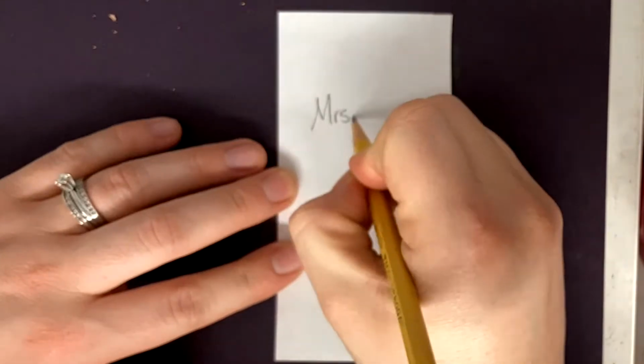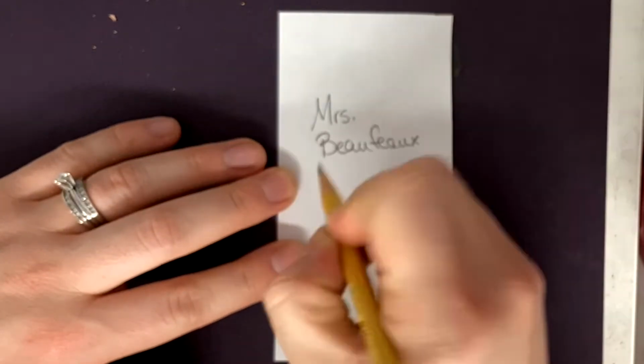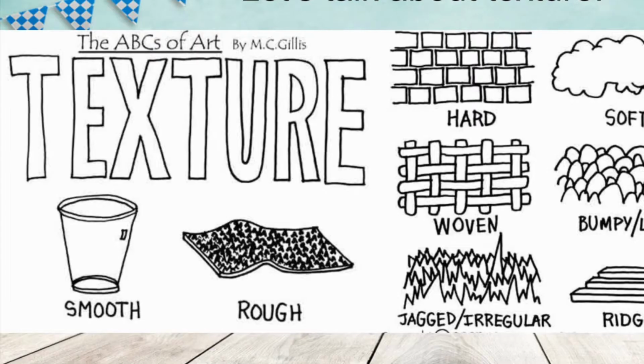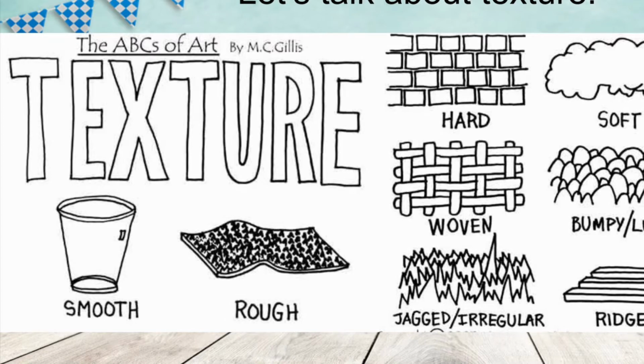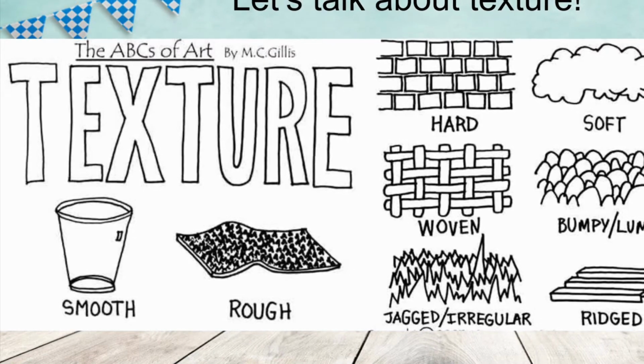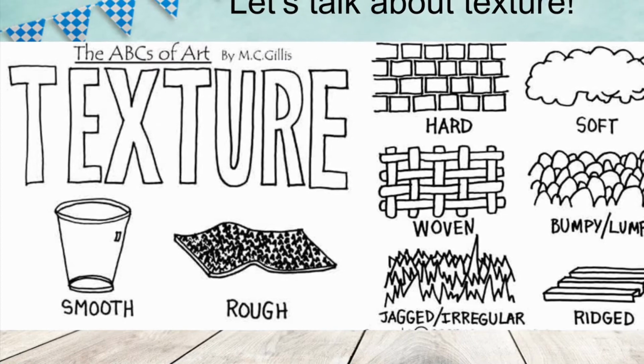As with every project, on the back we're going to start off with our name, date, and class. We're going to look a little bit at texture. Let's remember that texture is how something feels. And when we draw texture, it's called implied texture.